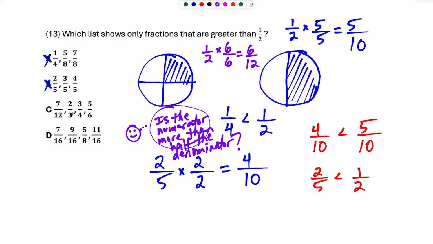Half of the denominator is half of 3, which is 1.5, and 2 is definitely more than 1.5. Half of 4 is 2, and 3 is definitely more than that. And I could say half of 6 is 3, and 5 is more than 3. So that's how I know, doing the math in my head, that choice C is in fact our answer.